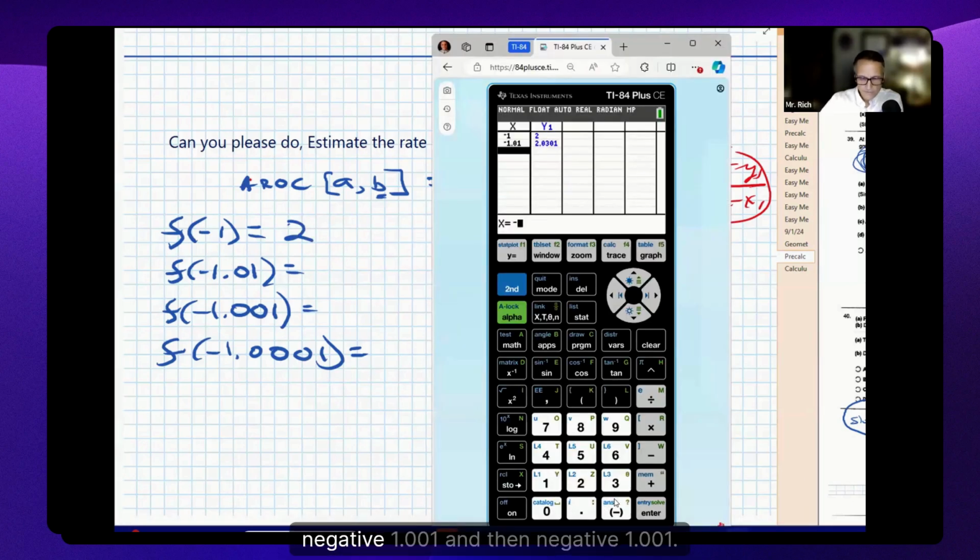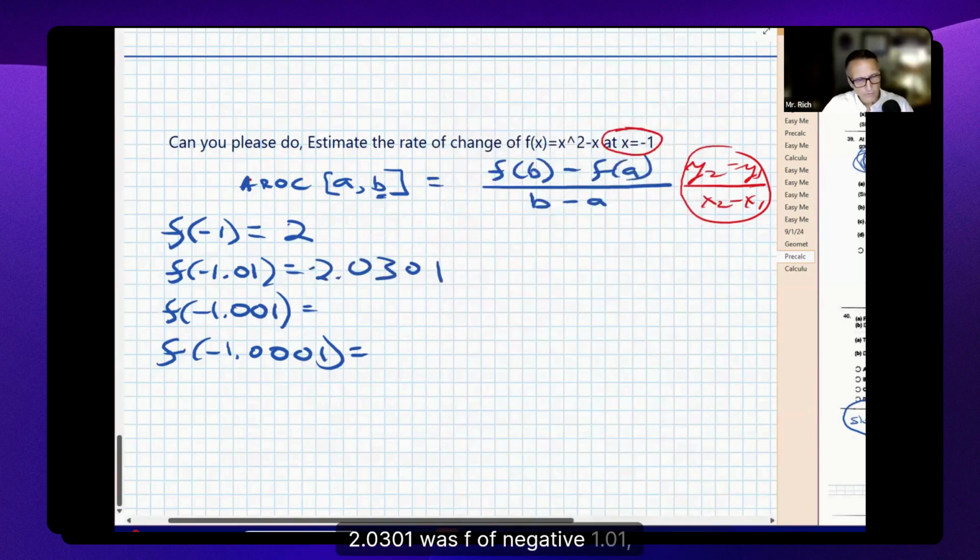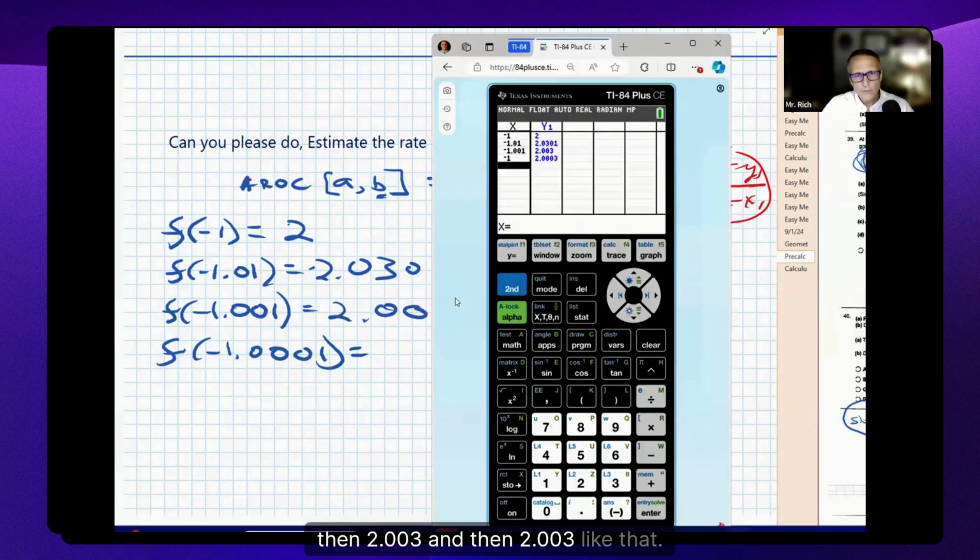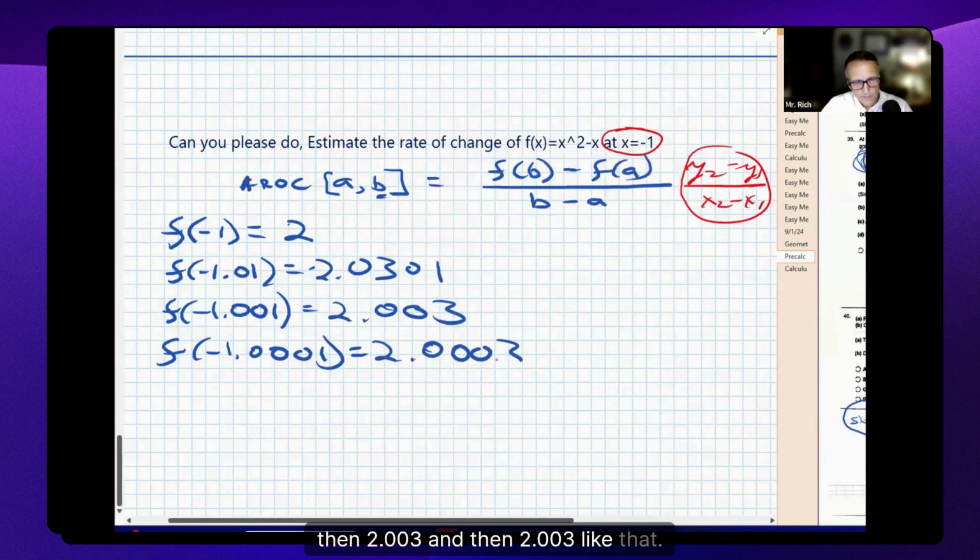-1.01, -1.001, and then -1.0001. And I get that. So I'm going to write those values down. 2.0301 was f of negative 1.01, then 2.003, and then 2.0003, like that.